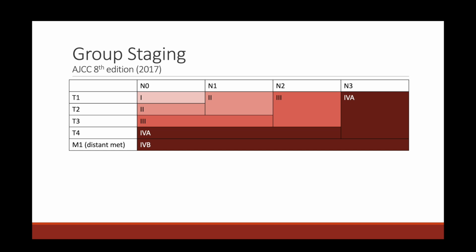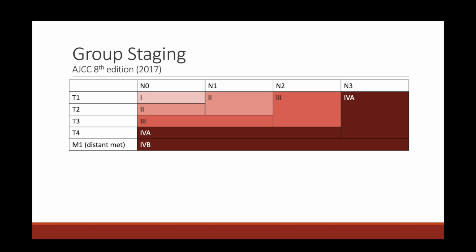The group staging, I think, is also fairly straightforward and analogous to what we've seen in a lot of the other disease sites. So if it's T1, N0, it's stage 1. If it's T2, N0, or T1 to T2, N1, then it is stage 2. If you are T3 or you are N2, then you're automatically stage 3. And if you're T4 or N3, then you're automatically stage 4A. And then finally, if you have any distant metastases and you're M1, then you're stage 4B.